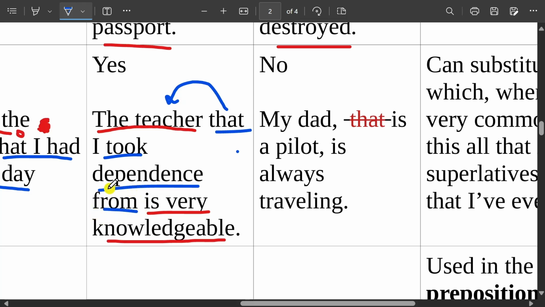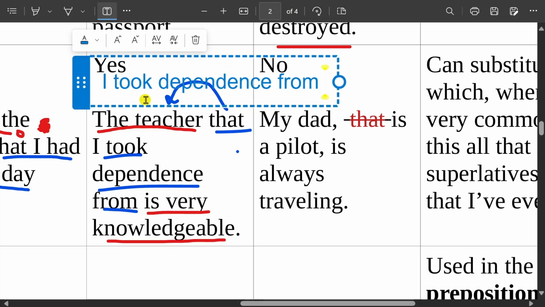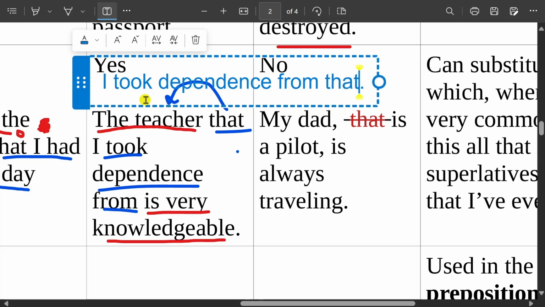So this is a defining relative clause. And you see the preposition is at the end. Right? If you took this sentence, okay, how would this sentence be? Just the relative clause in a normal order. I took dependence from the teacher. You see? So now you take this, the teacher, you substitute for that, right? I took dependence from that, right? And then as a relative clause you put it in the beginning, you see, that I took dependence from. So the word order changes.